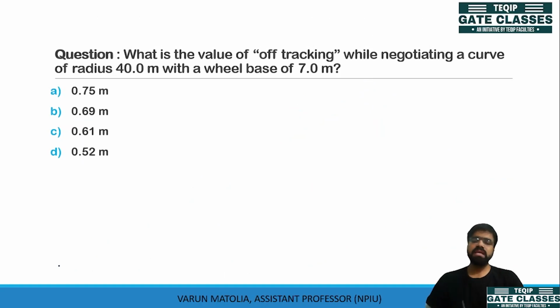Let us move on to the next question. The question says, what is the value of off-tracking while negotiating a curve of radius 40 meters with a wheelbase of 7 meters? Off-tracking means whenever we are moving on a road, because of the rigidity of the wheelbase, on a curve, our wheelbase tends to move off the road. That's why we provide an extra widening.